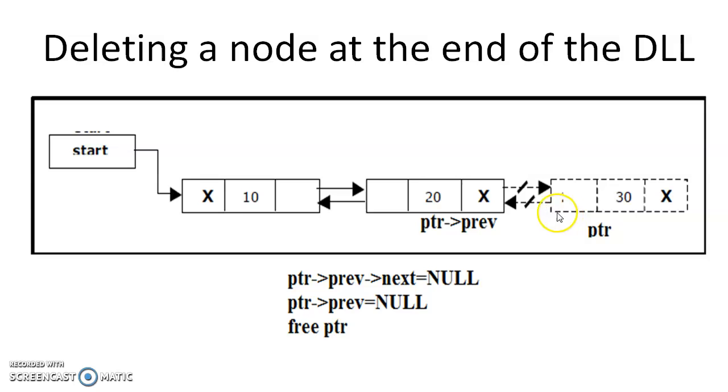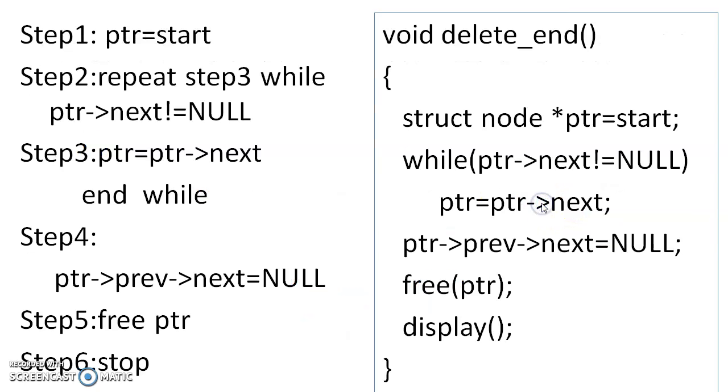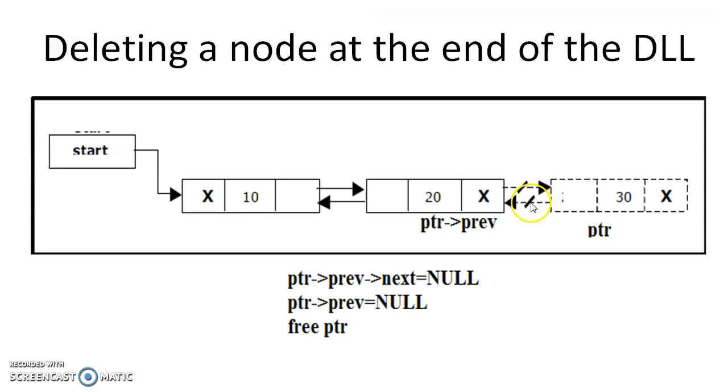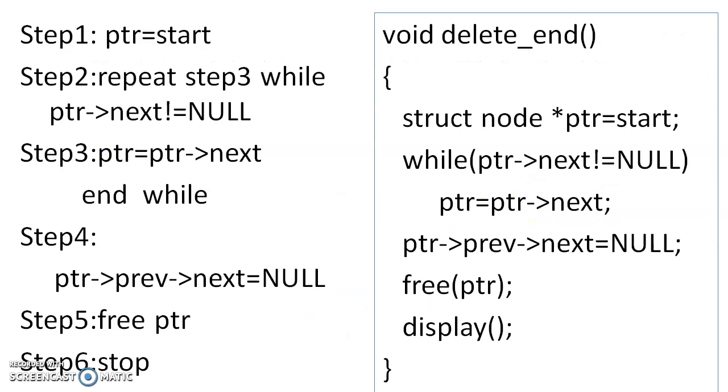And this pointer of previous is pointing to this one. This can also be made a null, or you can write it as pointer of previous equal to null also. But the basic thing was, there was no need of removing this particular pointer, because when we are freeing this one, this will be removed automatically.